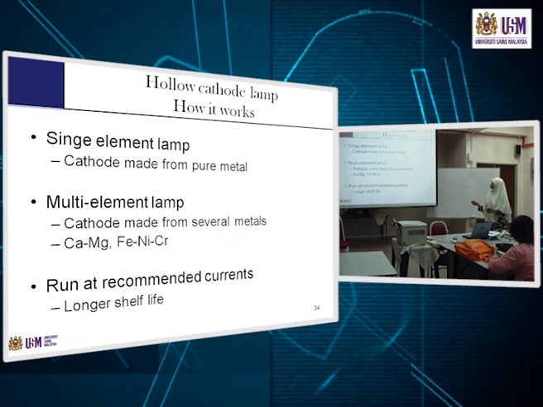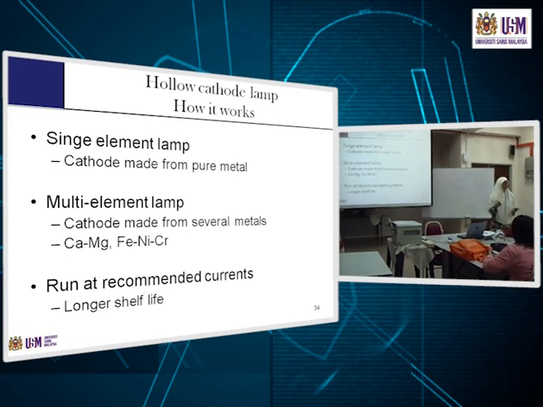So most of the time we have a single-element lamp, okay? But we also mentioned that we have a multi-element lamp where the cathode is made up of several elements. So these are examples: calcium, iron, nickel, sodium, potassium. And as I've said now, in order for the lamp to last longer, you have to run the recommended currents even when it is on.